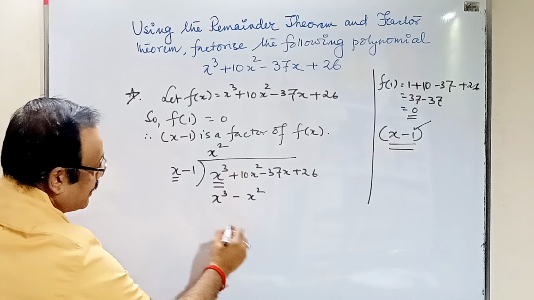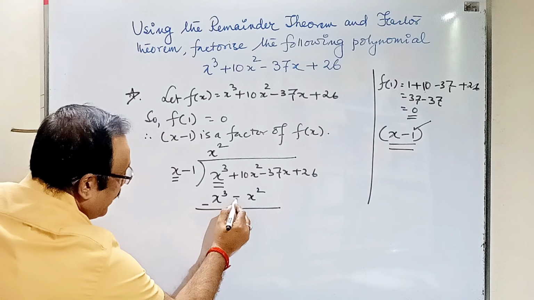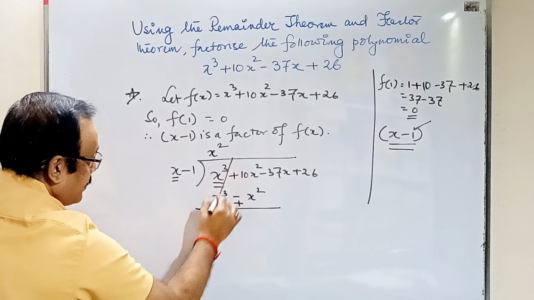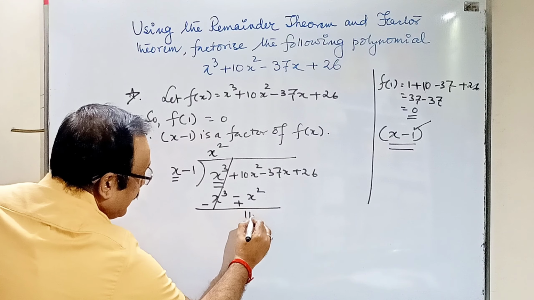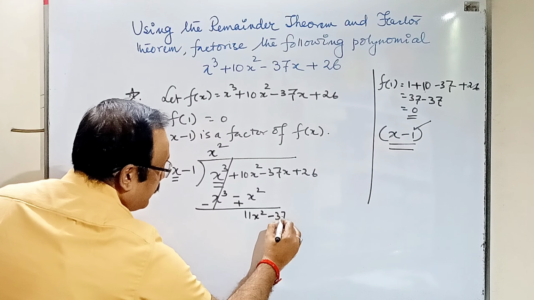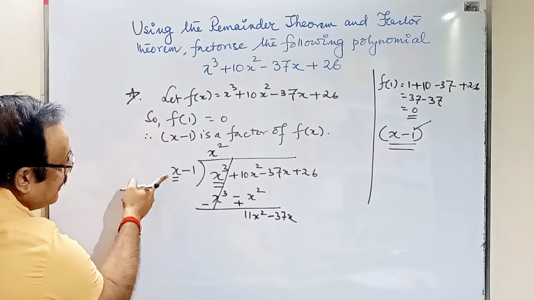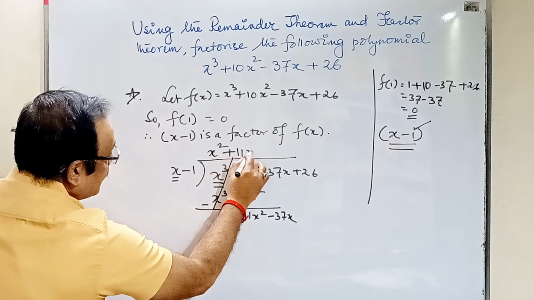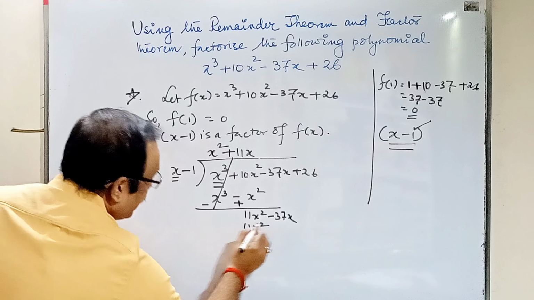That we write below the x square term. Both have the same sign, so we change the sign. This is plus, so it becomes minus. This is minus, so it becomes plus. So x cube cancels. Plus 10x square plus x square is 11x square. Minus 37x comes down. How can I get 11x square? I should multiply by plus 11x. 11x into x gives me 11x square.